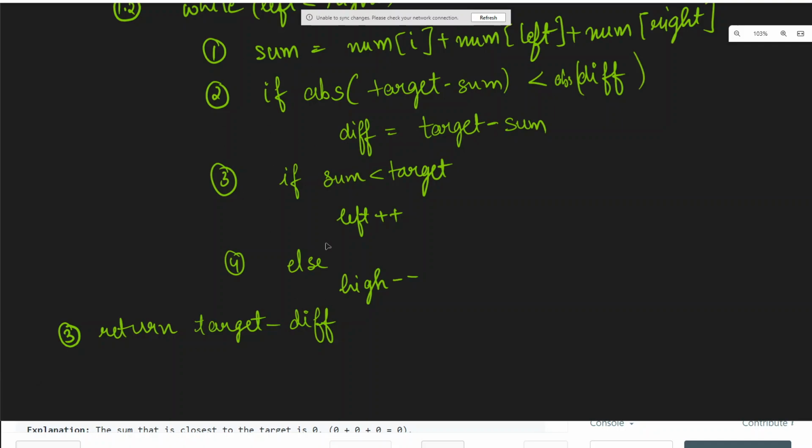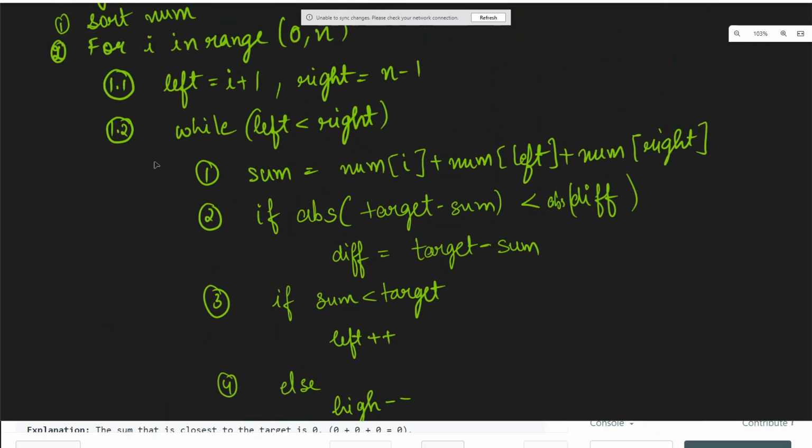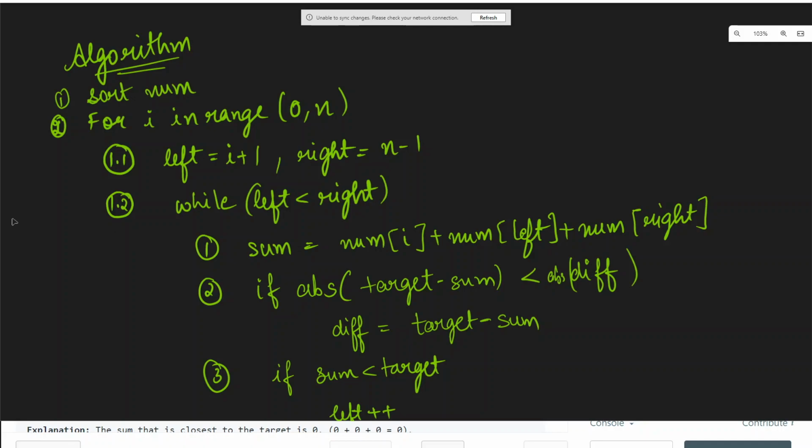So this is all what we will be doing. And at the end, as we are required to return the sum, right? So that's why we are doing target minus difference. So this is what we are required to do in this particular question. So now let us head over towards the coding part for the same.